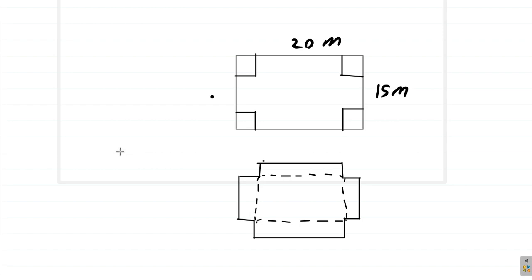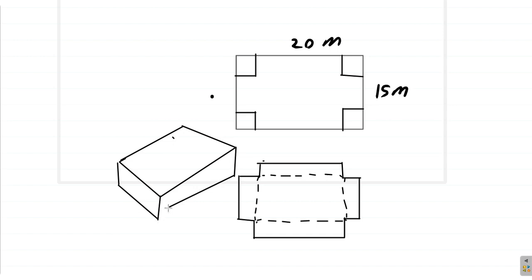And when we fold it, we're going to form a container. And remember, we're going to weld the sides together. So what will the container look like? Let's try and have some idea what the container would look like. So we fold. Have something like that, all right?